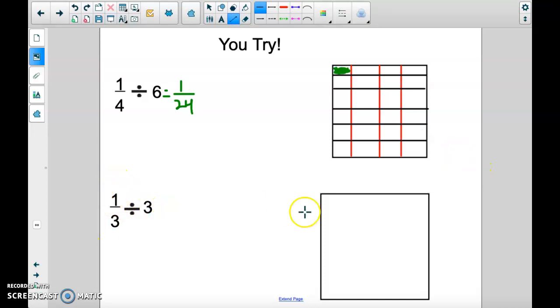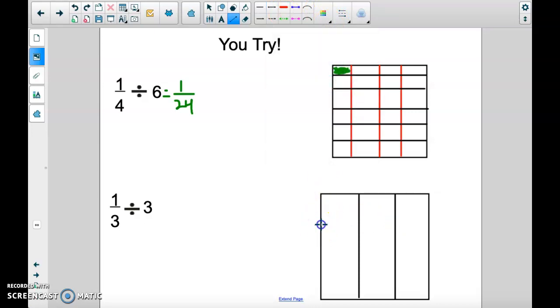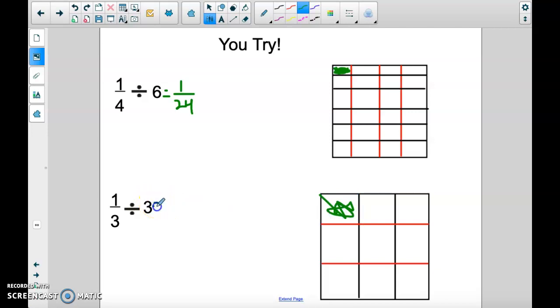Right? If we look at the next one, I start with a third. So I'm going to break this into thirds. And then I split it into 3 equal pieces. So I'm going to split this into 3 equal pieces. And then how much is this one piece? Be equal to 1/9. And that's it.